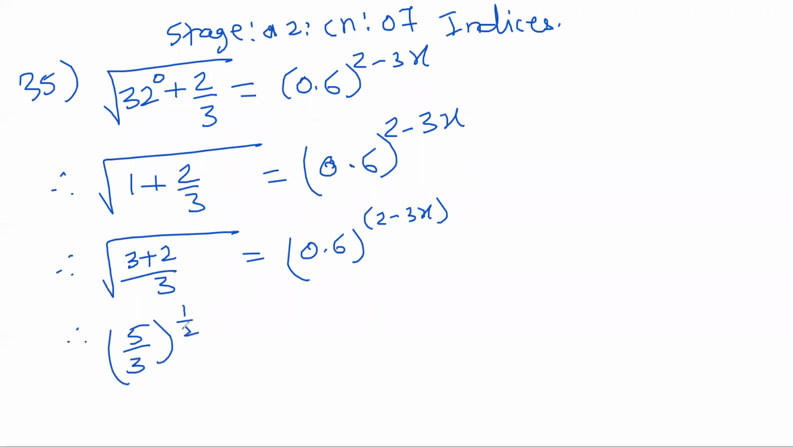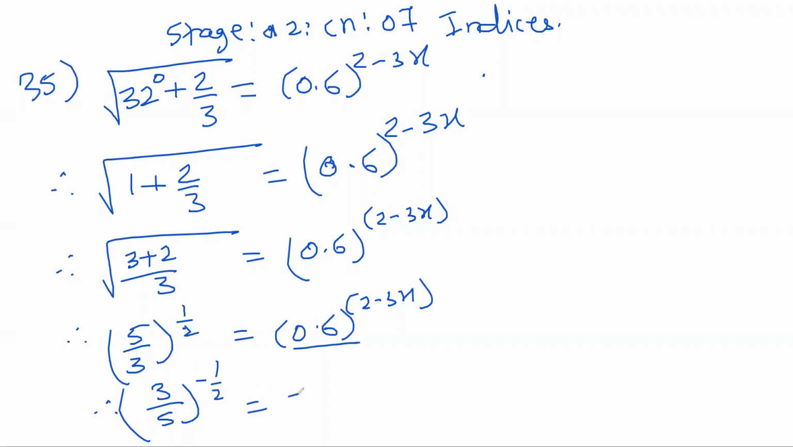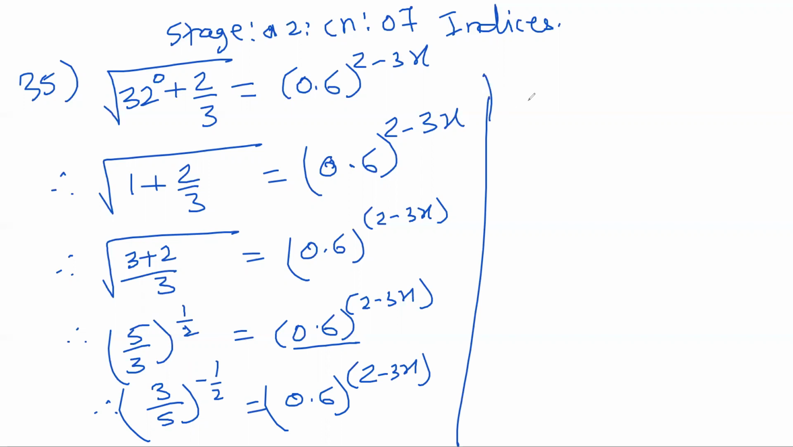I was looking at stage 3. Yes, agreed. Yes sir. What is 5 upon 3 raised to half? You have to make it 0.6. See what I do now. I say 3 upon 5 raised to minus half. Can I do this? Of course I can. See the trick, how to do it now. Now what is 3 upon 5? 0.6. That is why I did all this.